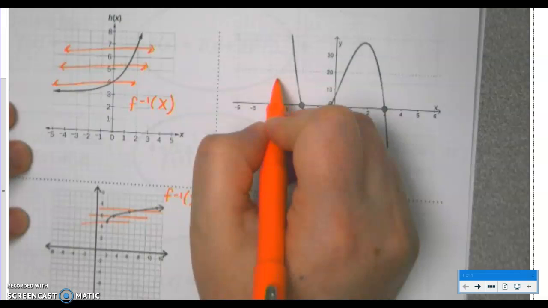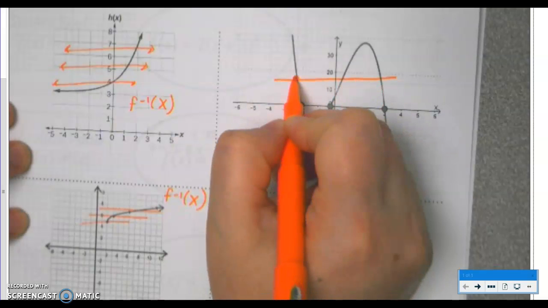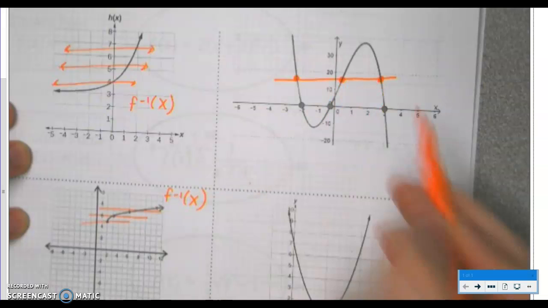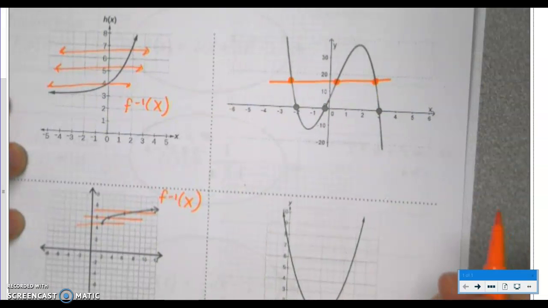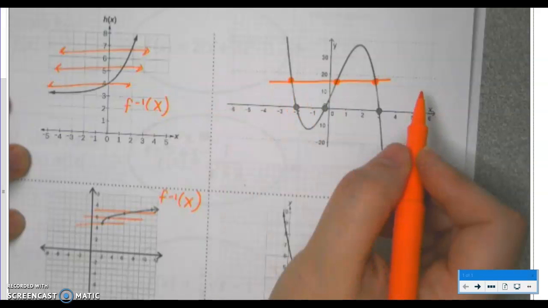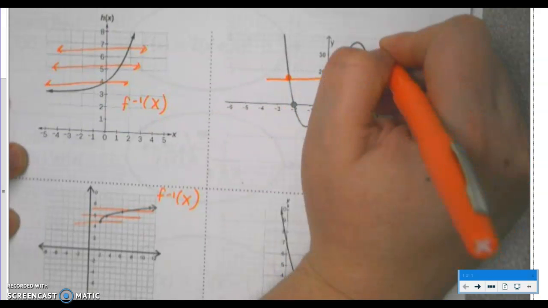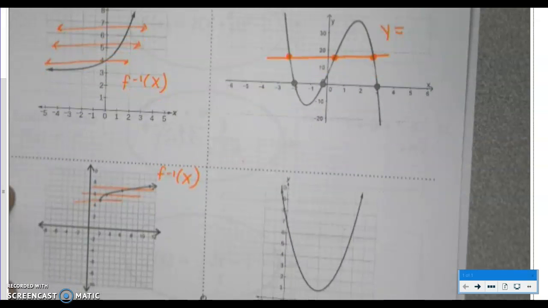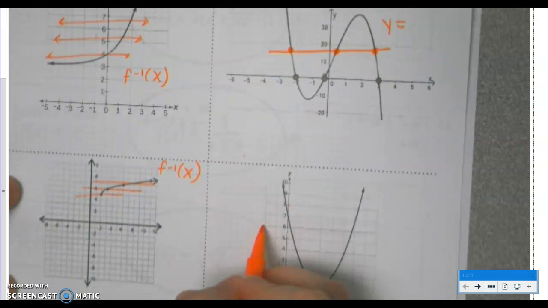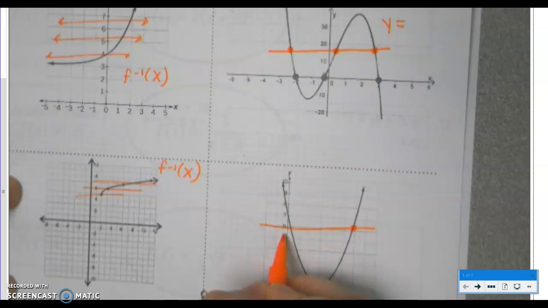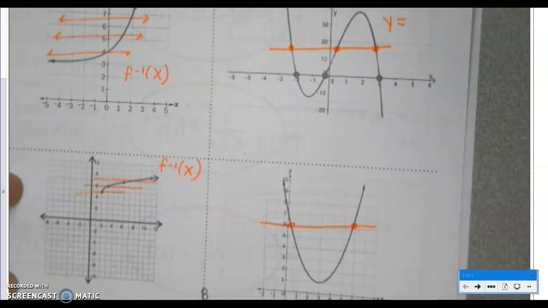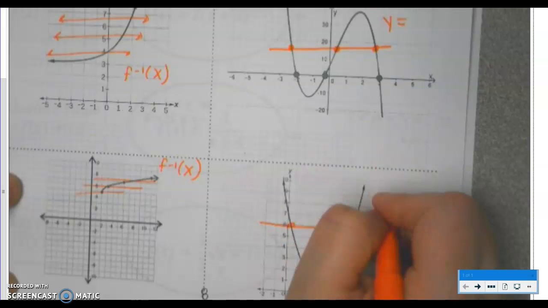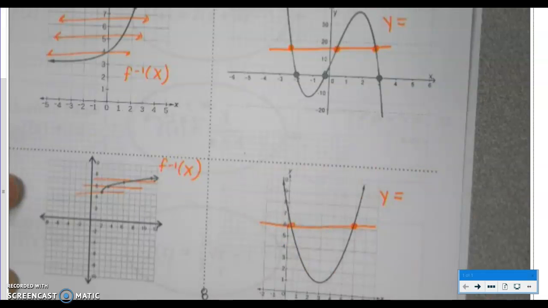But if you look at this graph, see how a horizontal line is going through more than once? So the inverse is not going to be a function, which means I'm just going to have to use y equals when I go to write the equation. Same thing for this. If you see this horizontal line is going through twice, so all that means is I'm not going to be allowed to use that fancy symbol. I'm going to have to use y equals when I go to write my equation.